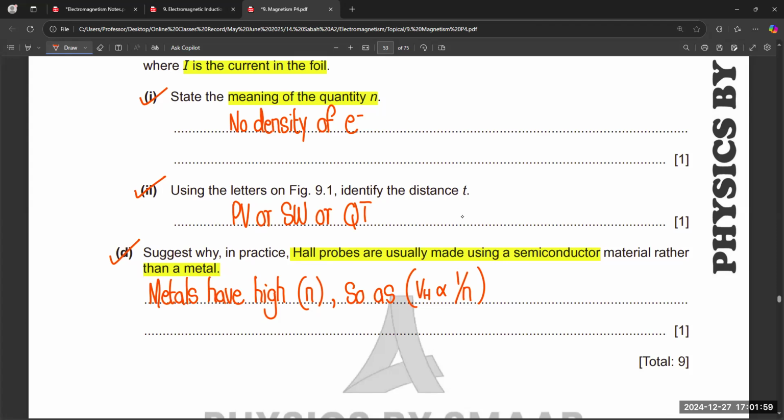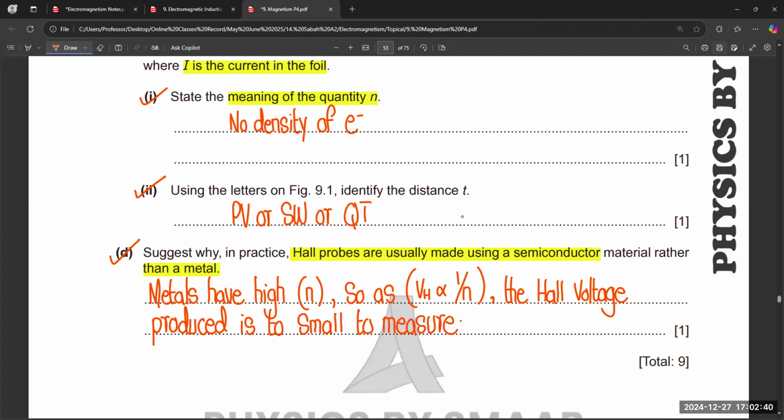So the Hall voltage produced would be too small to measure with metal. That's why we use semiconductors. Because the number density is less, the voltage would be greater, so you could actually measure it. Yes, so we can measure it easily.